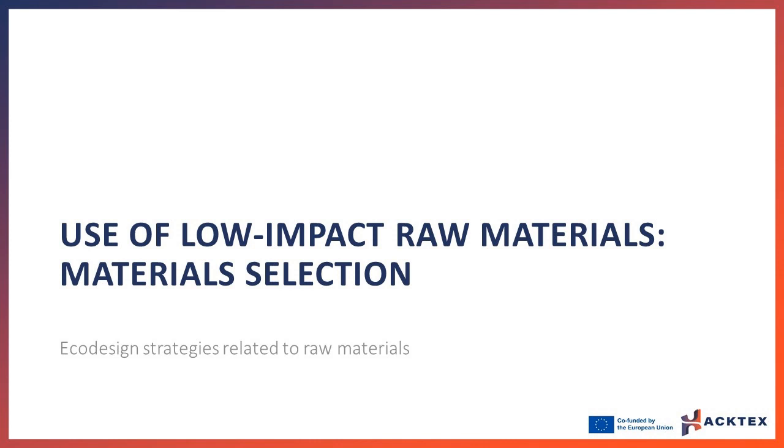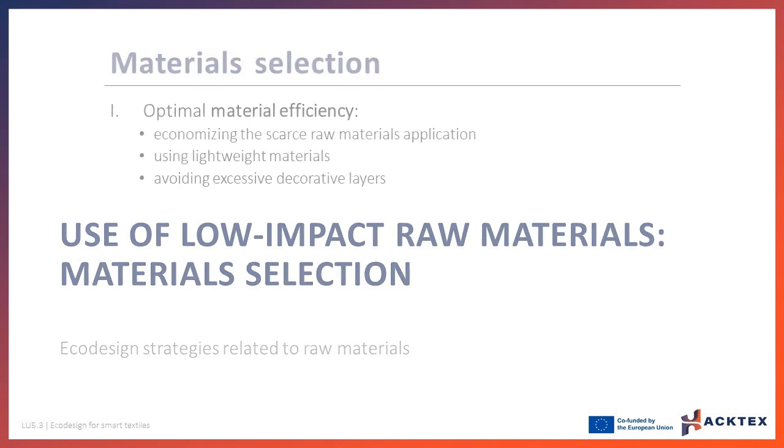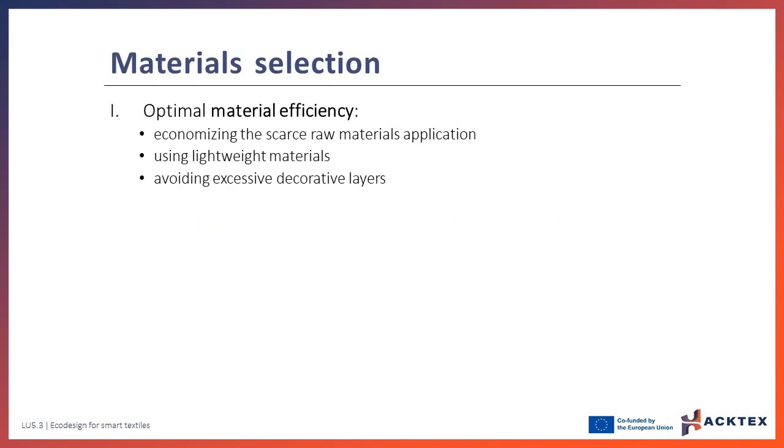Considering minimum amount and diversity of materials that have the lowest possible impact can clearly set a difference to minimize the environmental impact of a smart textile. Since the production of a smart textile often implies the use of a large variety of non-renewable materials, it is key to reach optimal material efficiency by economizing the scarce raw materials application, using lightweight materials, avoiding excessive decorative layers, etc.